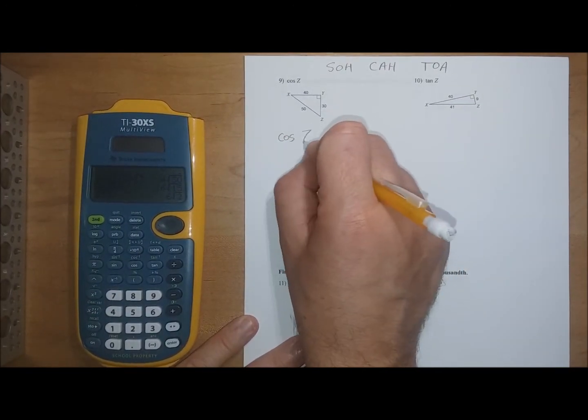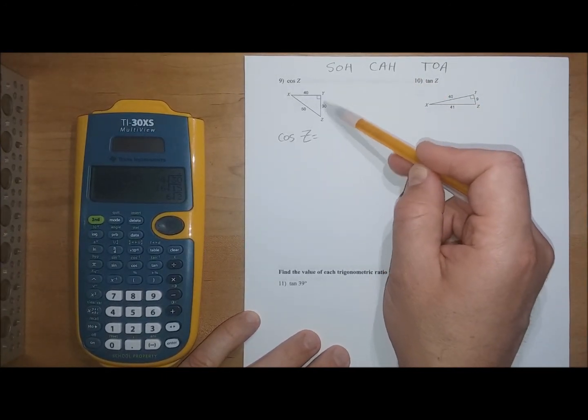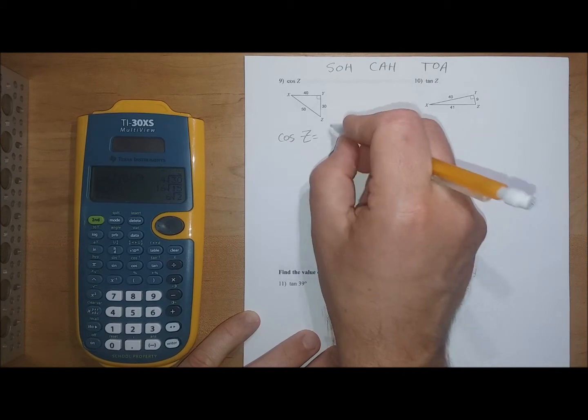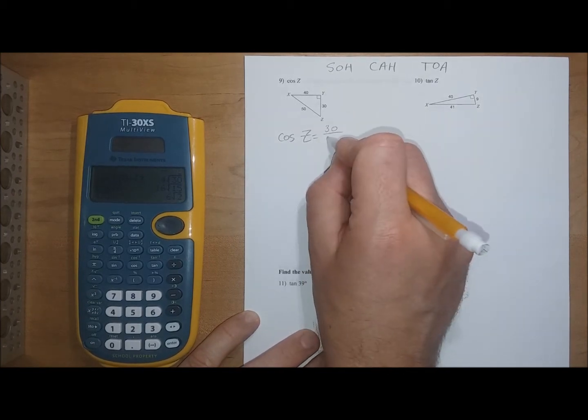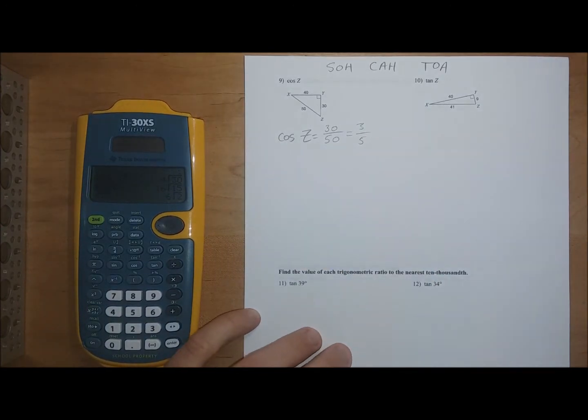So the cosine of angle Z here is going to be adjacent over hypotenuse. I'm looking at angle Z. The adjacent side is 30, and the hypotenuse is the longest side, 50, which conveniently simplifies to 3/5.